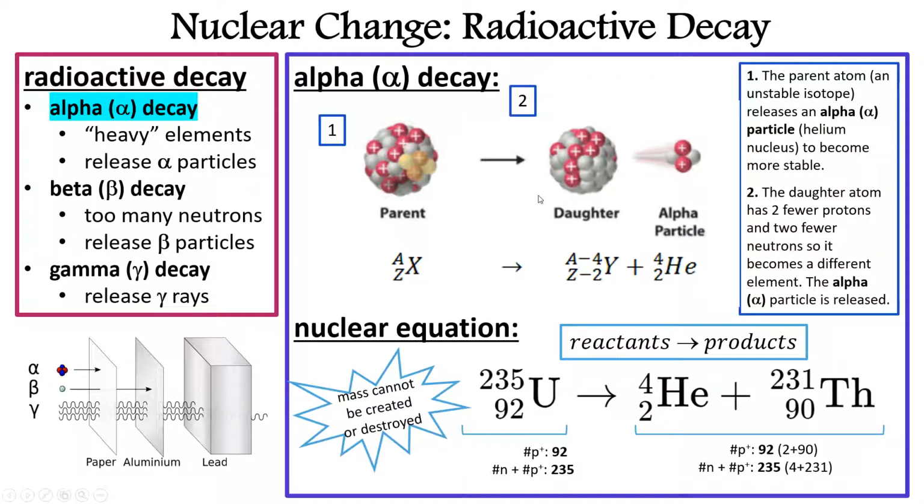So that's alpha decay. It generally is going to be happening with those heavier elements, because you can see helium is relatively massive. There's a good amount of mass there, so it's going to lose some mass, and in the process, it will then become more stable. So here is alpha particle here.